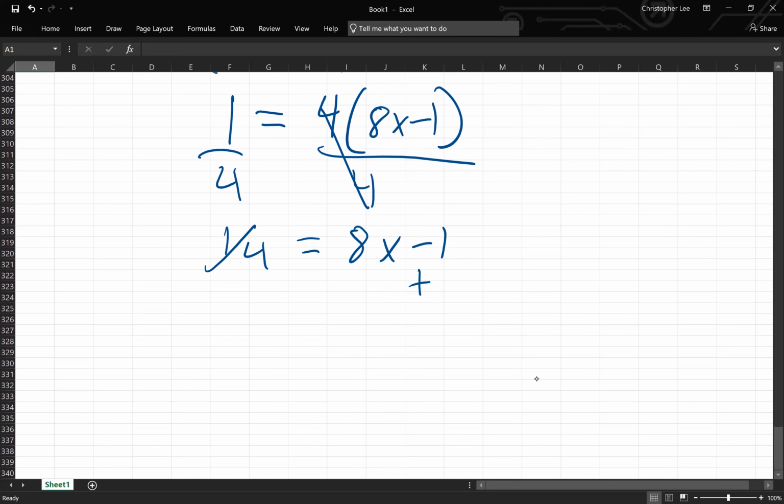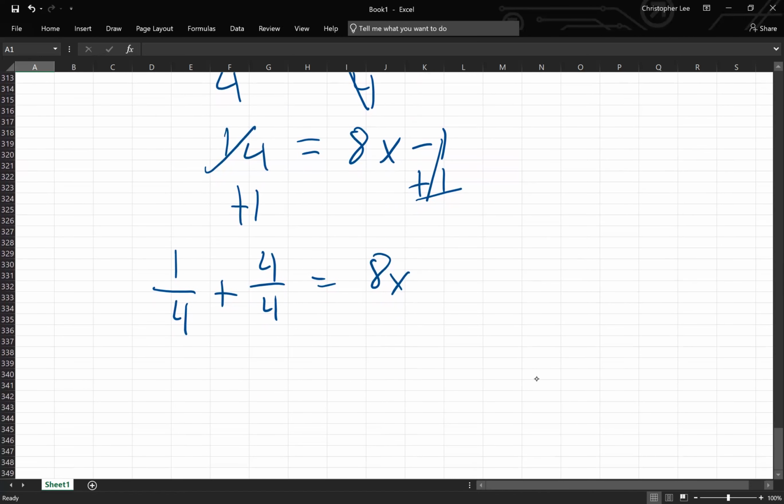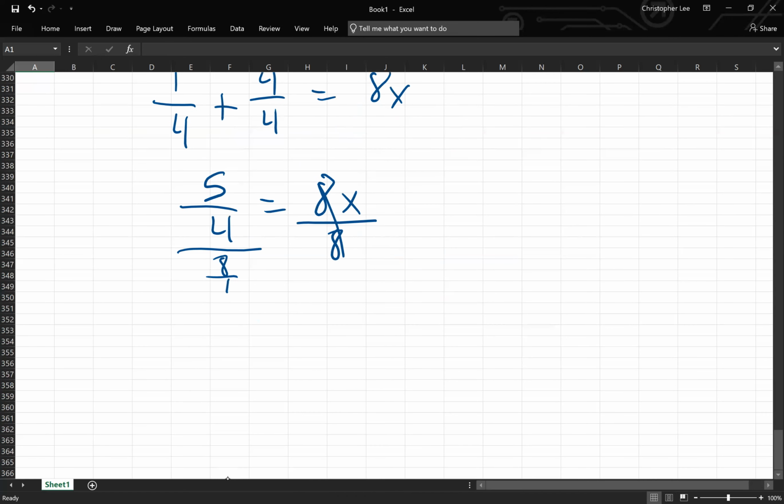Next, what do you want to do? Add 1. So I have 1 over 4 plus 4 over 4 is equal to my 8x. Let me simplify this down a smidge. So this is 5 over 4 is equal to 8x, and I want to divide by 8. What I do to one, I do to the other. Keep, change, flip, you remember that whole thing? Times 1 over 8 equals x. What's that? 5 times 1 is 5, 4 times 8 is 32.